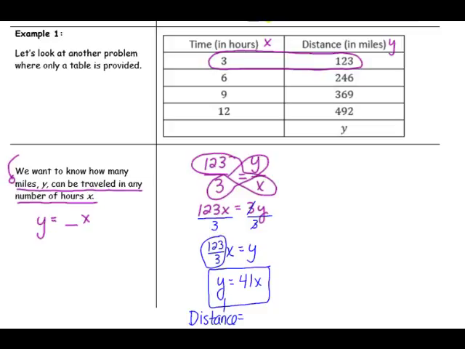Y represents our distance. 41 represents our rate. And x represents the time.